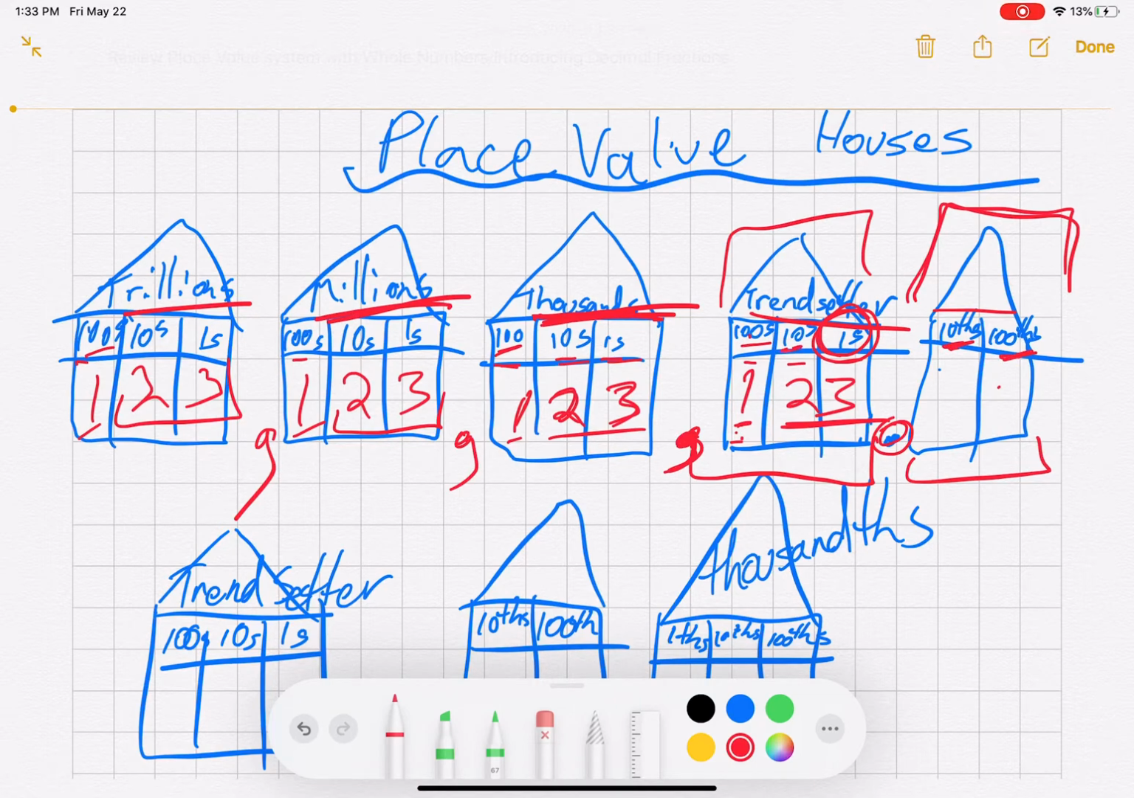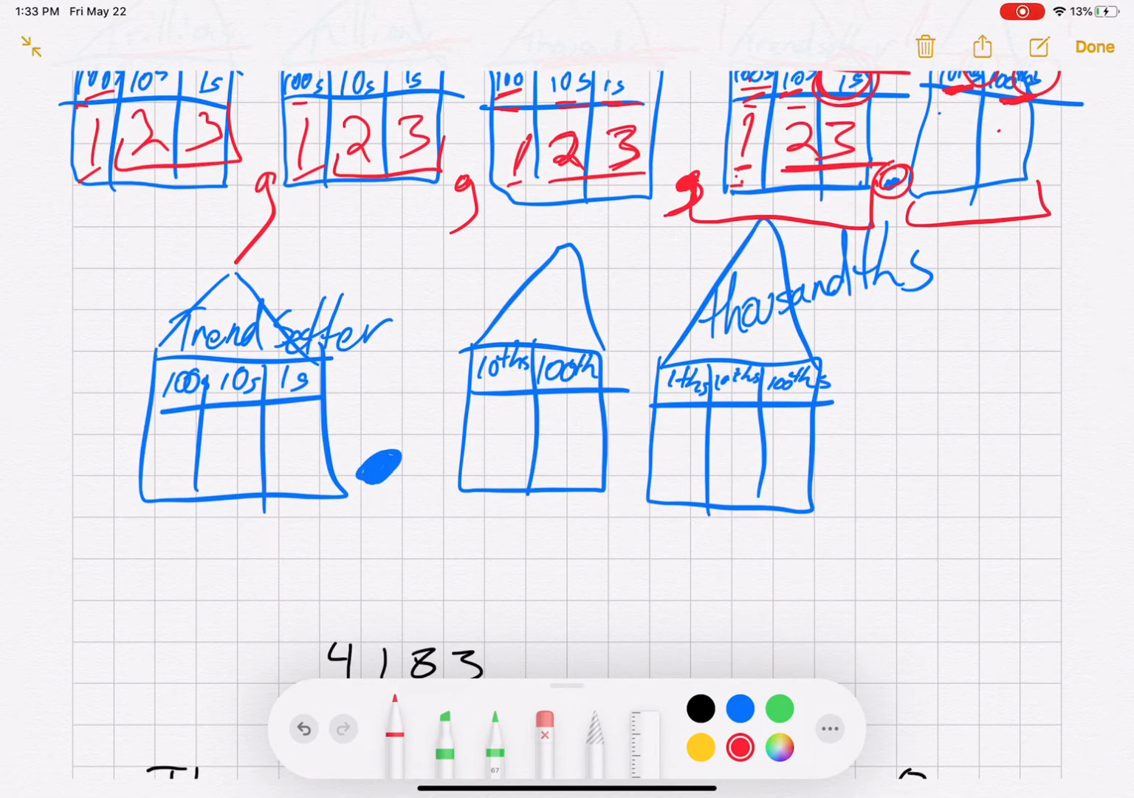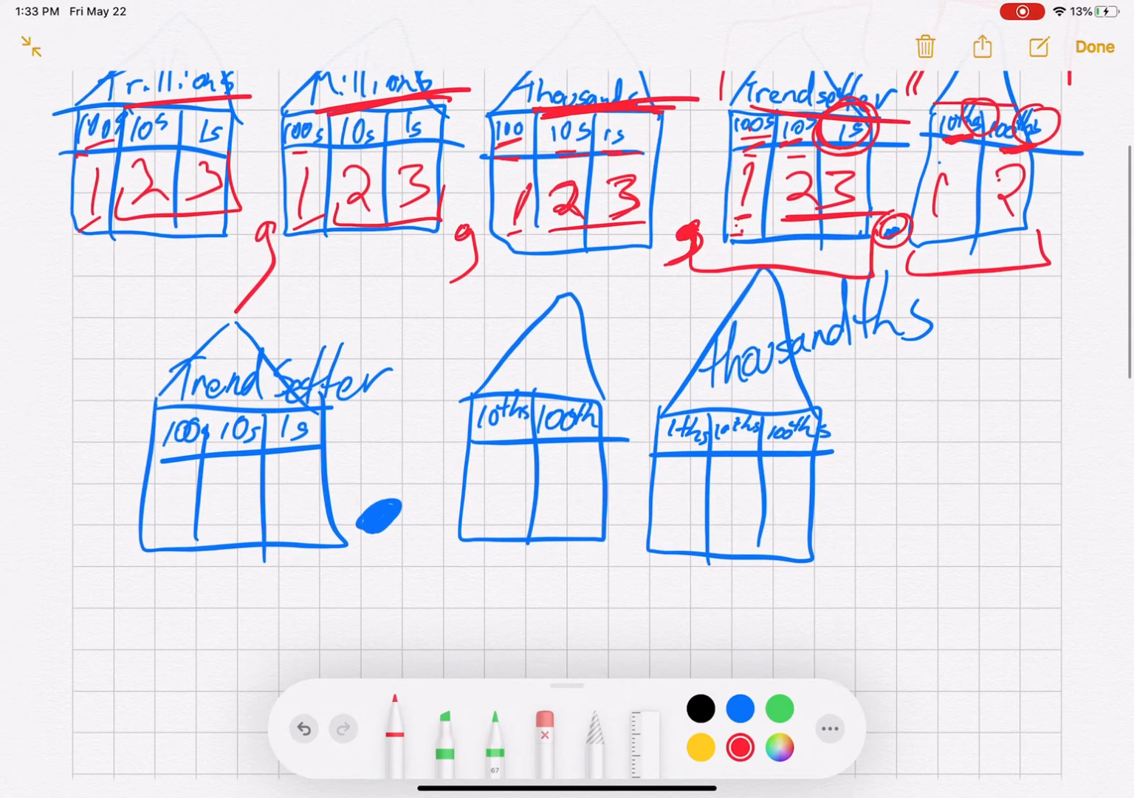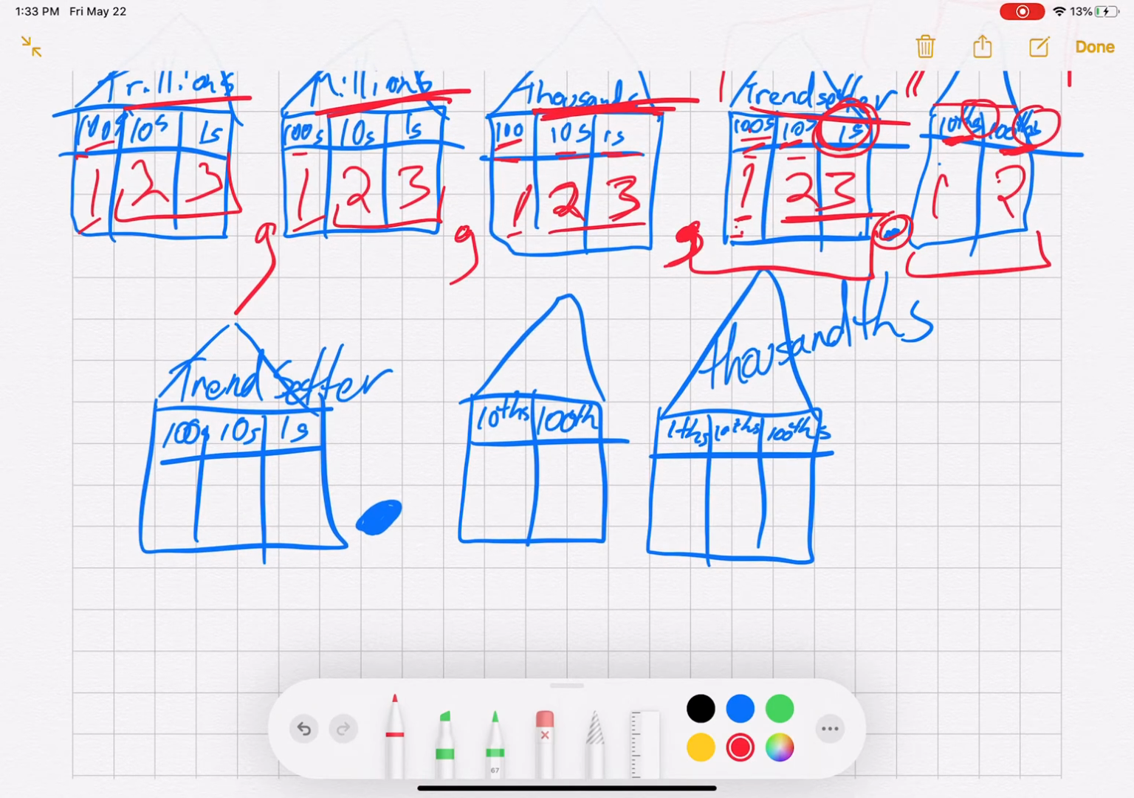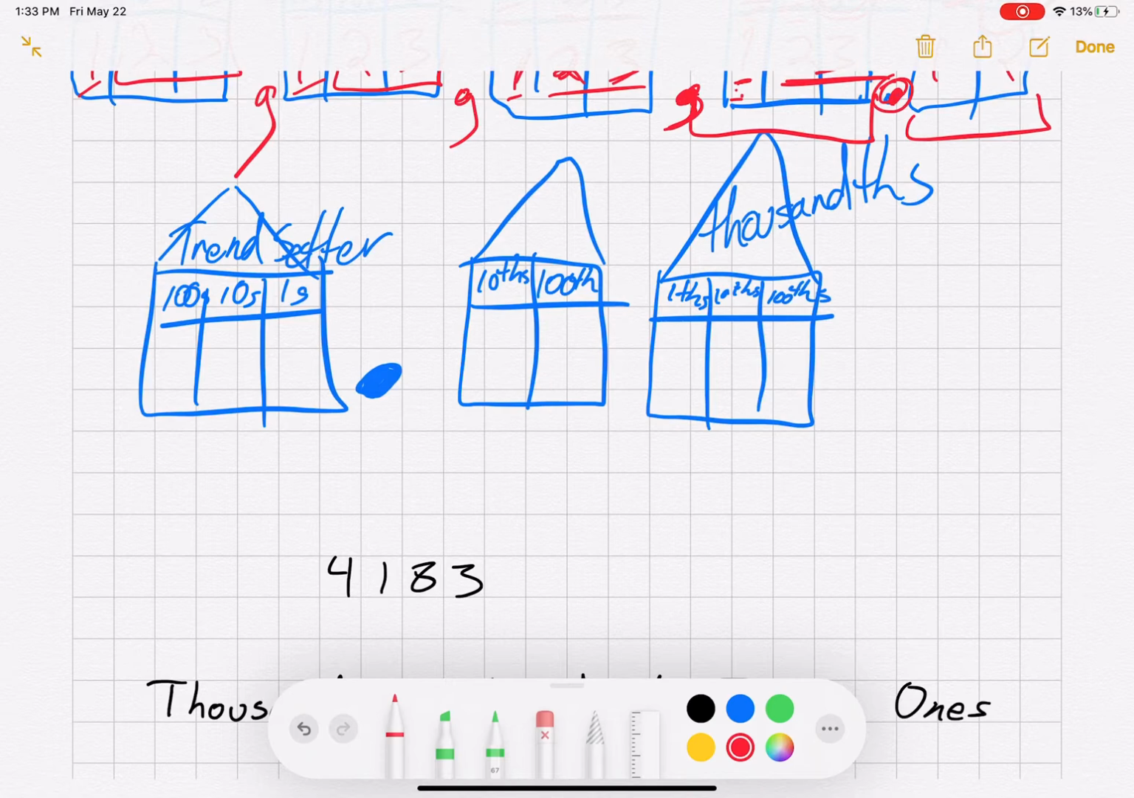And then also it goes backwards from the Trendsetter house. It's almost like a reflection. So it starts going backwards: the tenths and the hundredths. If we look at this and try to say it, it's 123 decimal, you can say 1, 2, or you could say decimal 12 hundredths.